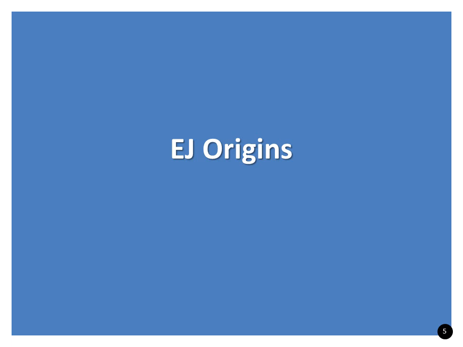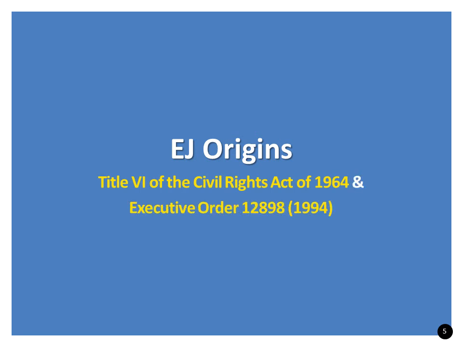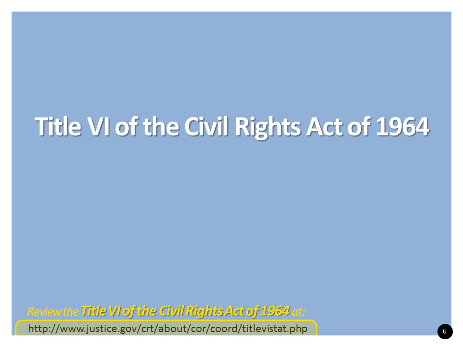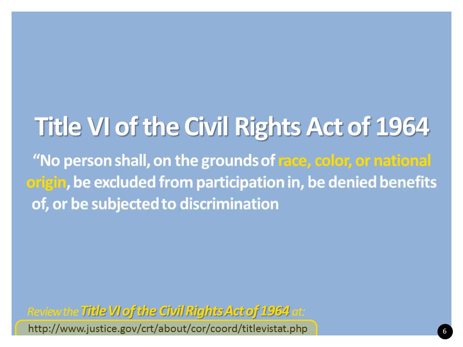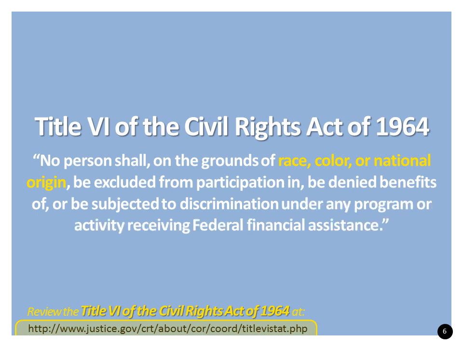Environmental justice, or EJ, has its origins in Title VI of the Civil Rights Act of 1964 as amended, and the 1994 Presidential Executive Order 12898. Under Title VI, each federal agency is required to ensure that no person, on the grounds of race, color, or national origin, is excluded from participation in, denied the benefits of, or subjected to discrimination under any program or activity receiving federal financial assistance.